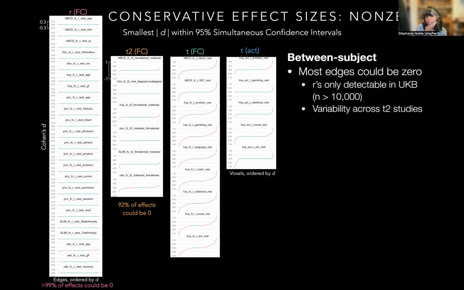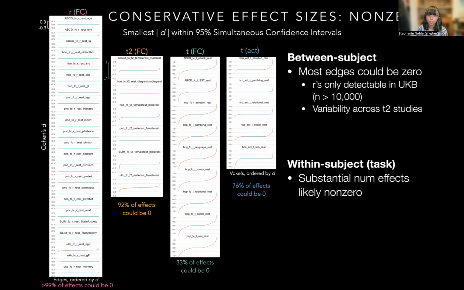I also want to note that we were only able to detect substantial non-zero correlations in the UK Biobank, which has more than 10,000 subjects. And we also see quite a bit of variability across the two sample test contexts. And for the within subject context, we see, as before, now 33% of these effects could be zero, so a smaller number. And then 76% of activation mapping effects could be zero. So overall, for within subject, we see a substantial number of effects that are now likely non-zero.